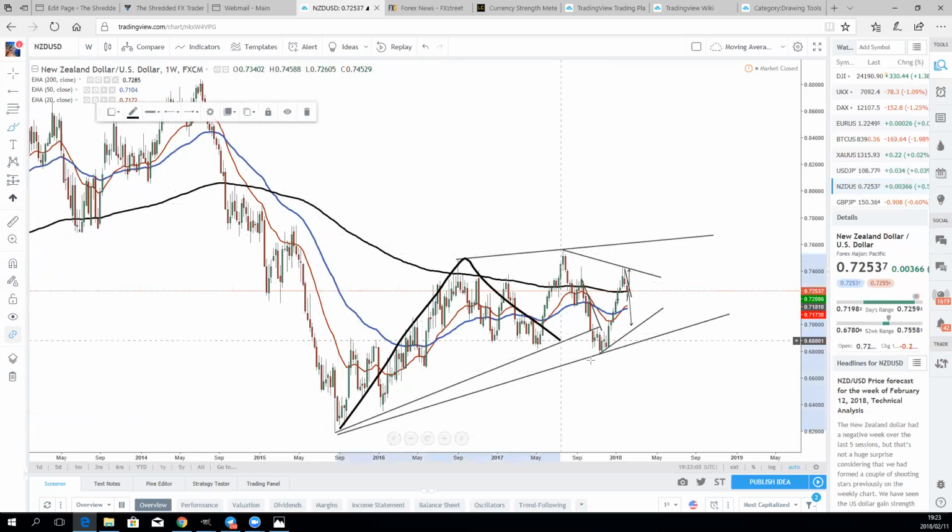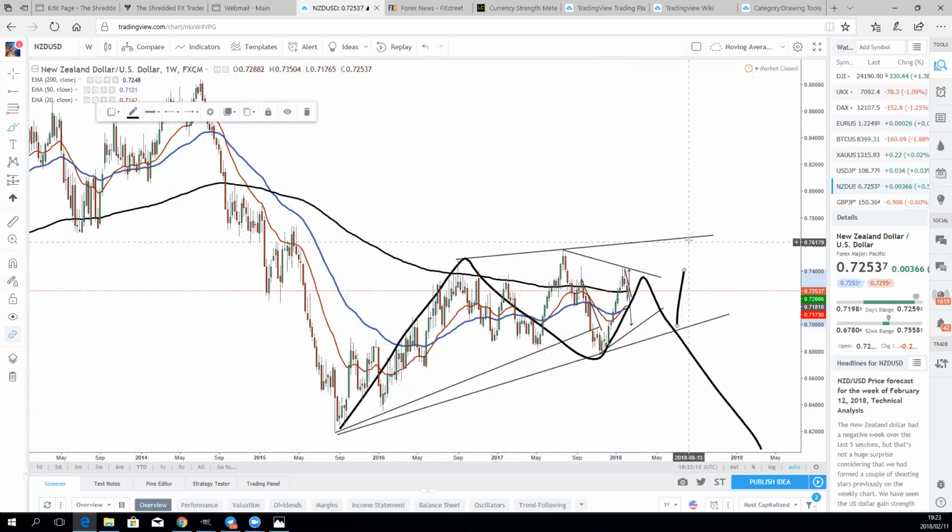Now I have pullbacks either to there, or back up for one more and then back down.